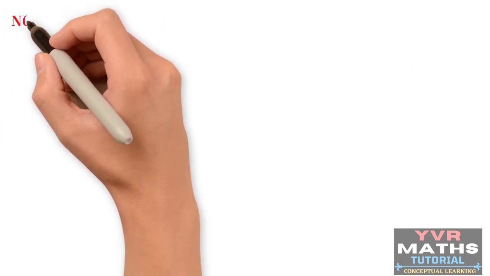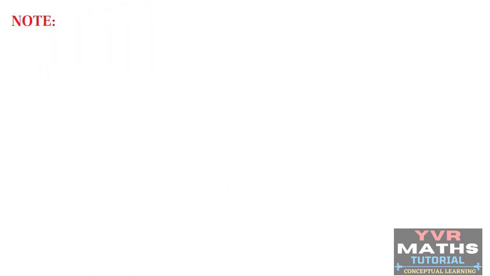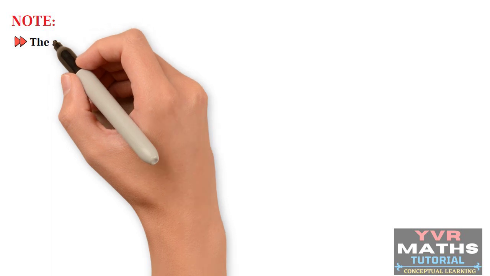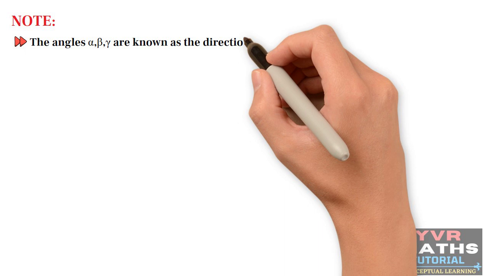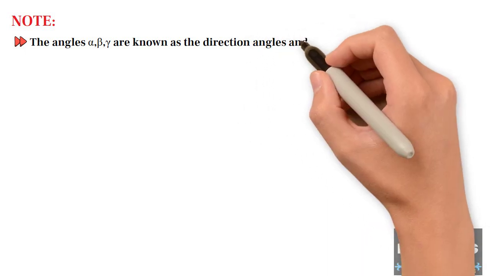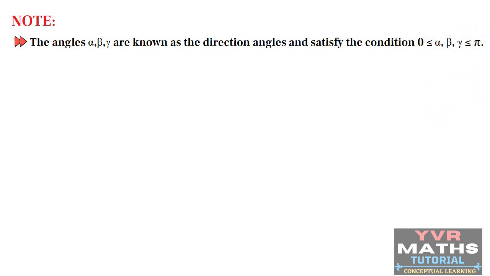Now we will discuss some important points. Already we discussed direction angles. See here, first point: the angles alpha, beta, gamma are known as the direction angles and satisfy the condition 0 less than or equal to alpha, beta, gamma less than or equal to pi. That means the direction angles should lie between 0 and 180, including 0 and 180.